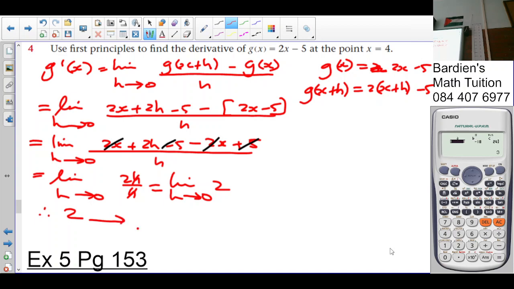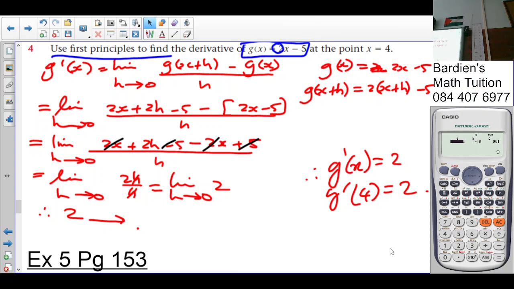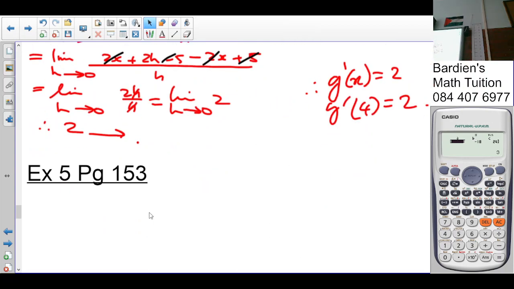Not so? But what type of graph is g of x? Straight line. What is the gradient of this line? 2. Not so? Why? Because that is the gradient of the line anyway. But why did I have to go through this? Because that says use first principles. Make sense, people? So therefore, g prime of x was 2. So g prime of 4 is also going to be 2. Anywhere on that line, the gradient will be 2 anyway. Okay. Let's carry on with our lives.